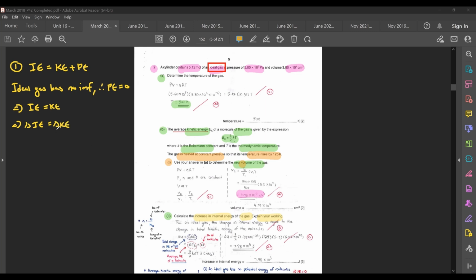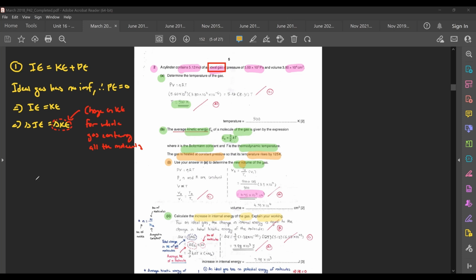Okay, and then from there, this one is the change in KE for the whole gas containing all the molecules.